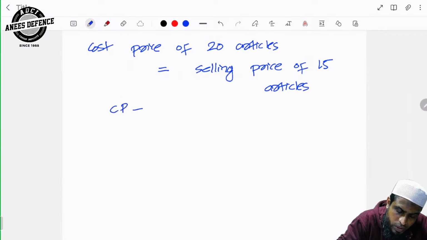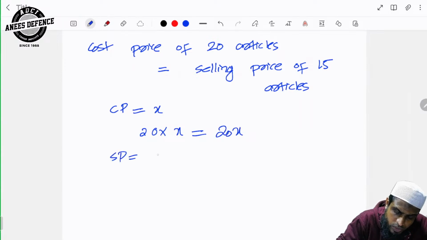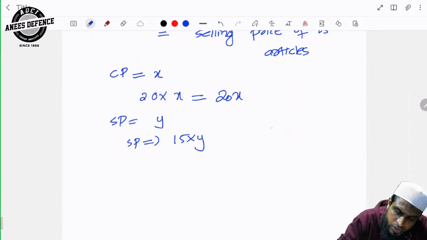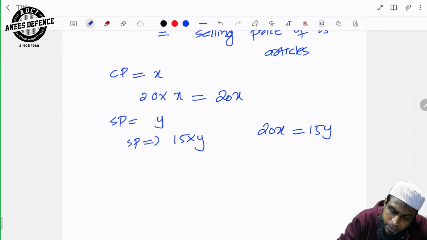The cost price of a single article is x, so the cost price of 20 articles is 20x. The selling price of one article is y, so the selling price of 15 articles is 15 into y. So the condition given is 20x equals 15y. So 4 into 5, 4x, and 3 into 5, 3y. 4x is equal to 3y.